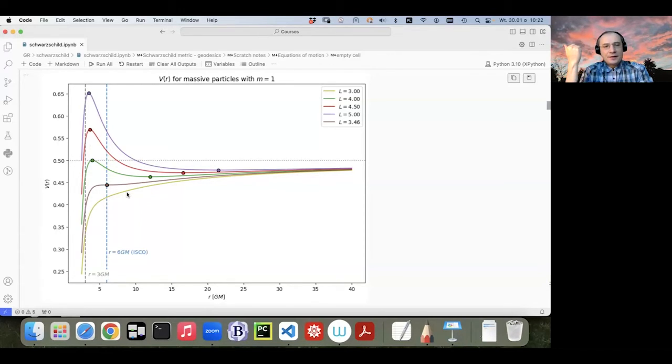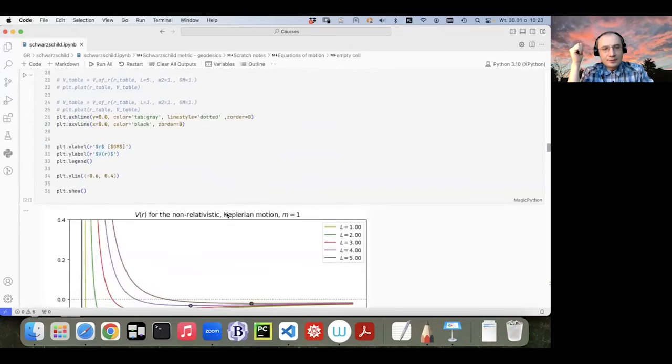Another interesting thing is the problem of maxima and minima of the potential. Any maximum or minimum of this effective potential corresponds to a situation when the body has a fixed radius. So it undergoes a circular motion. It's on a circular orbit around the central body. For large r, these maxima look pretty much the same as in the Kepler's case, which is over here.